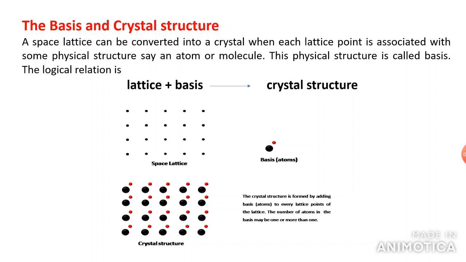So very first, we are going to define the crystal structure. A space lattice can be converted into a crystal when each lattice point is associated with some physical structure, say an atom or molecule, and this physical structure is called basis. In this diagram you can see these are the lattice points. When you attach these lattice points with a basis, you will get a crystal structure.